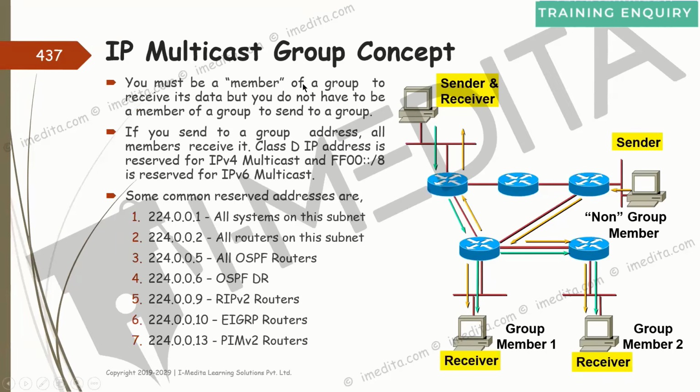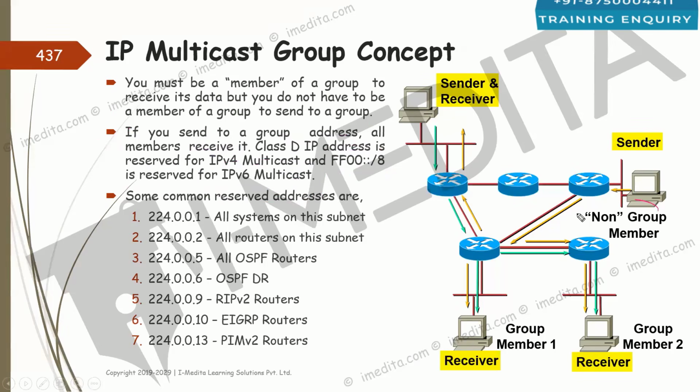You must be a member of the group to receive the data, but you don't have to be a member of the group to send the traffic. So the sender doesn't need to be part of the group to send the traffic. The sender can send the traffic to the intended receivers anytime they want. If you send a packet to the group address, all the members of that group will receive it. Class D in IPv4 and FF00::/8 is the range for the IPv6 multicast.